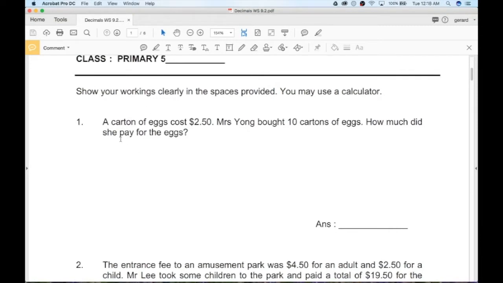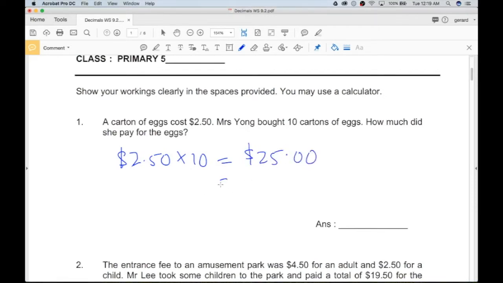Alright, so from here it's just simply, $2.50 times 10. Equals to, bring this 5 over here by 1 to make it bigger. Okay, $25.